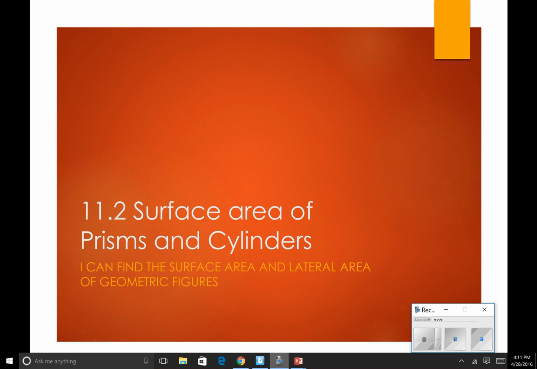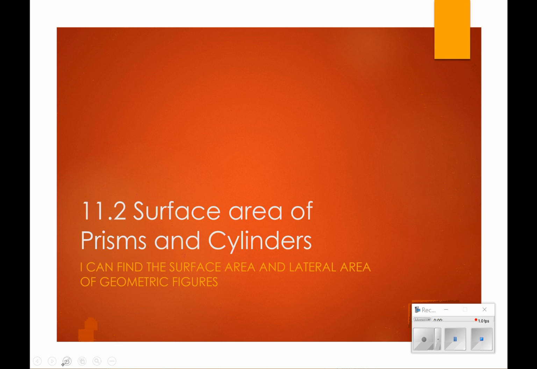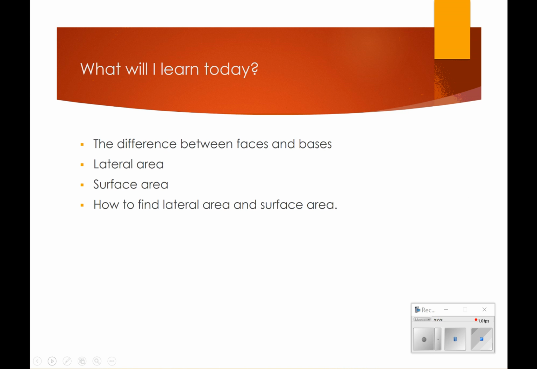We are going to talk about surface area of prisms and cylinders. So we're going to go from 2-dimensional geometry to 3-dimensional geometry. So what you're going to learn is we're going to talk about faces and bases. We're going to talk about lateral area and surface area and how exactly to find lateral area and surface area.